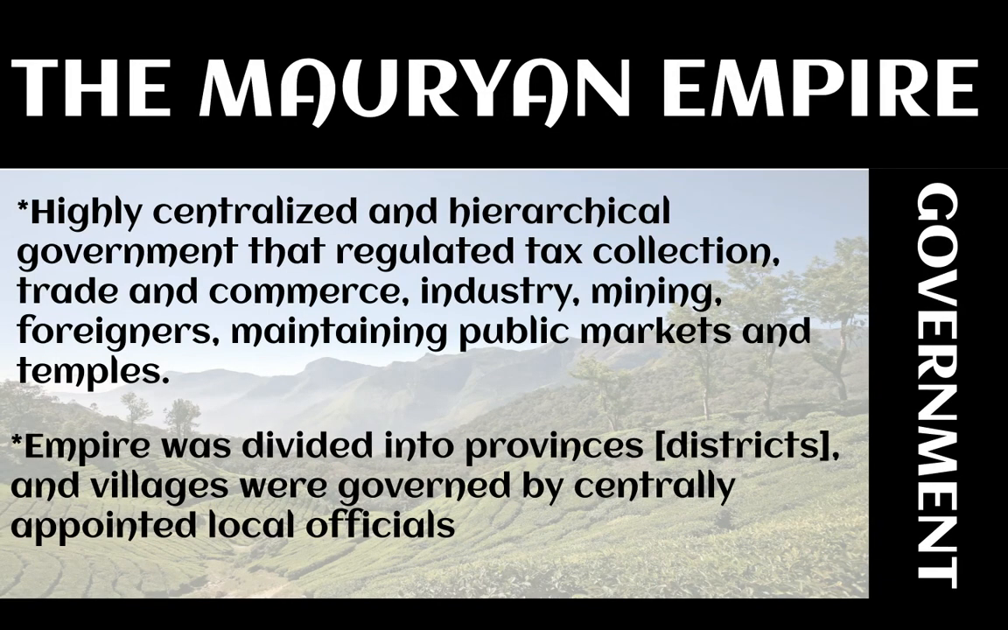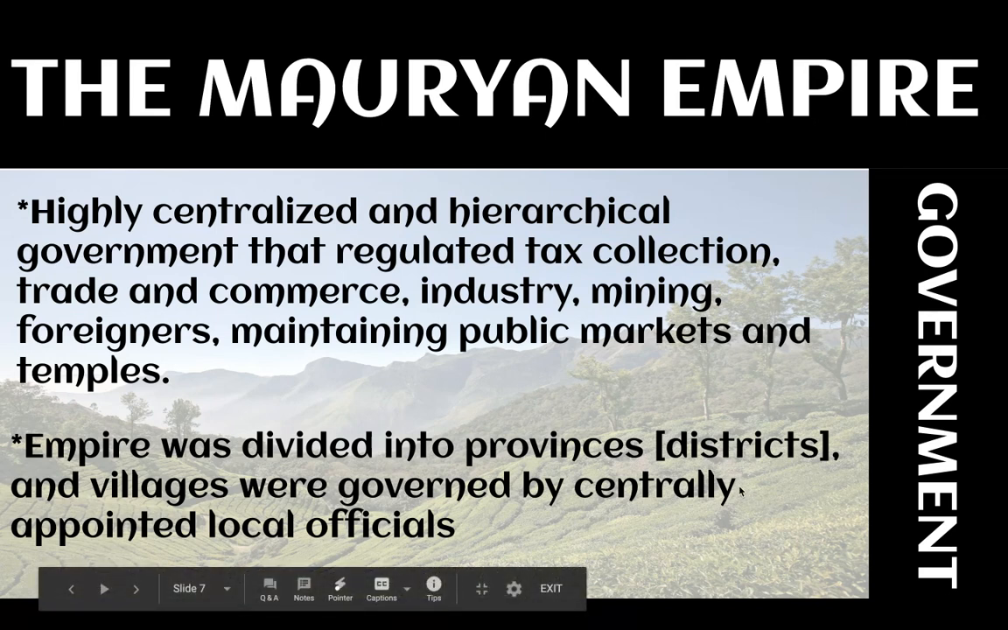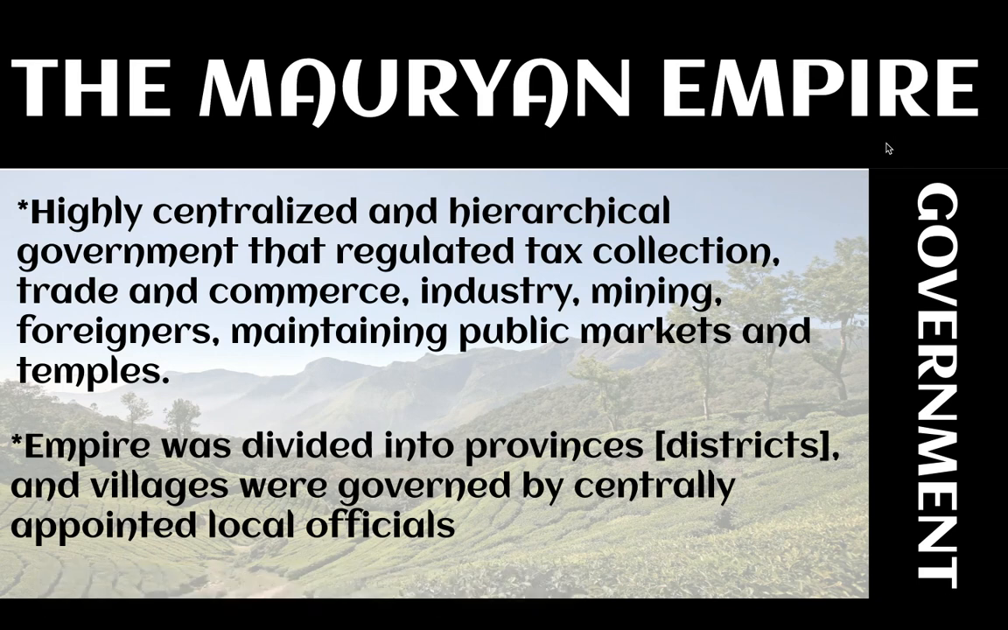So you've got this strong centralized government, and then they would divide the rest of the empire into provinces, so into separate districts. And the villages were governed by centrally appointed local officials. So the main government under Chandragupta would choose these local officials in different provinces to govern their little area. That's what that means. Right, we're moving on to page 49.